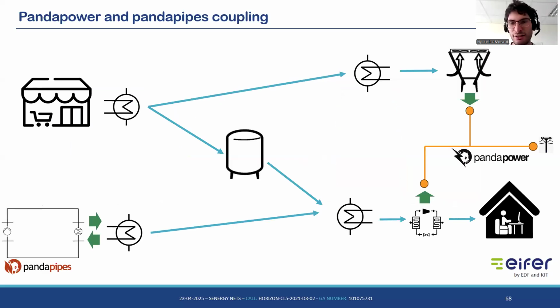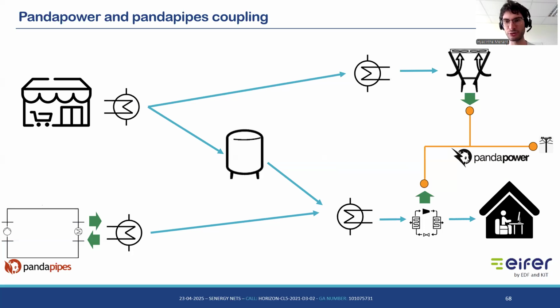Next, I will use another feature that is a coupling to Panda Power and Panda Pipes. If you followed the previous webinars, you may already know what Panda Power and Panda Pipes are, and it was already presented before in this webinar. So I will use what we call an energy system, which is a structure in which we can add any number of prosumers, Panda Power grids, and Panda Pipes networks.